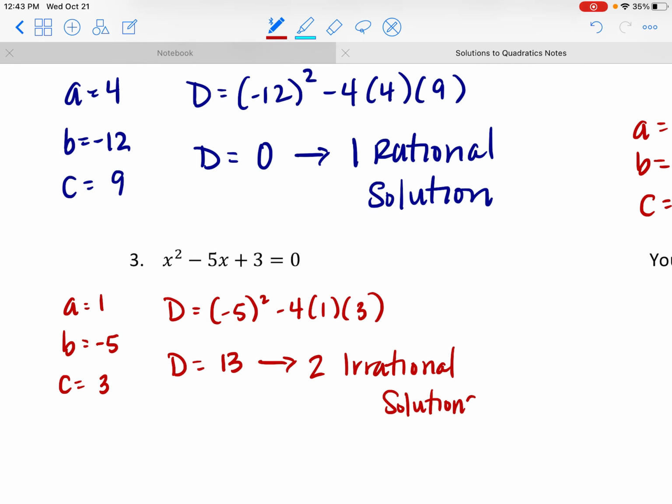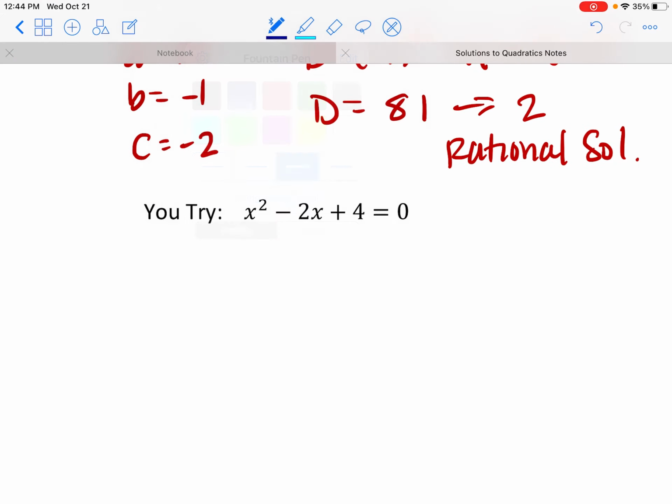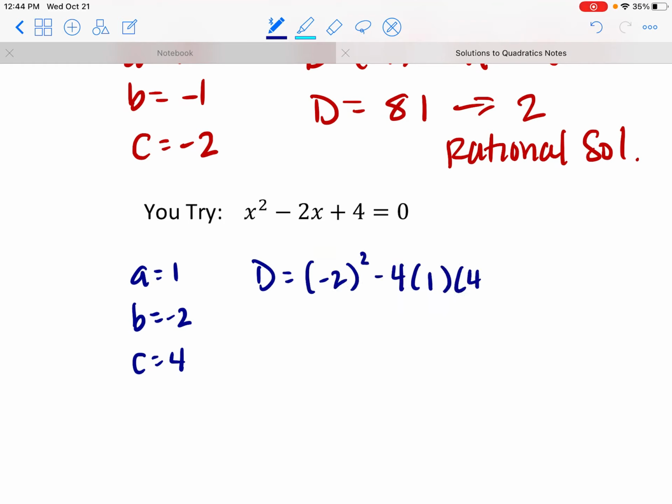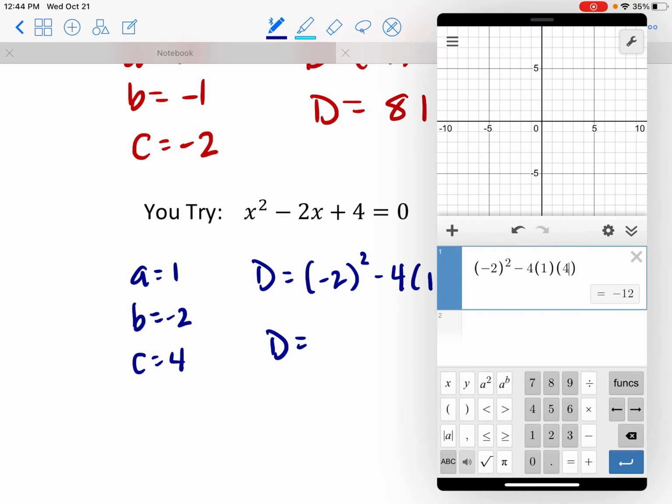And then one for you to try if you're feeling good about this, although I'm sure you could guess, based on what's happened so far, what the answer is going to be here. But let's see. A should be 1. B should be -2, C should be +4. So this discriminant is going to be -2 squared minus 4 times 1 times 4. B squared minus 4 times A times C. And we end up with a -12.